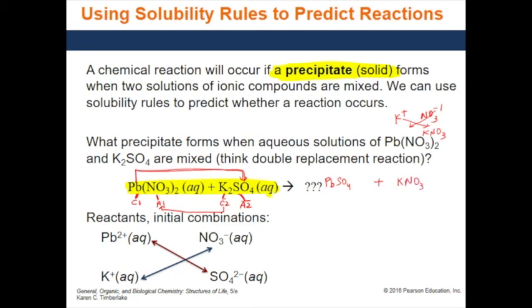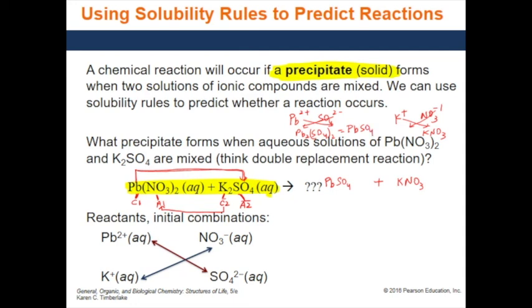Going back to this, lead was Pb2+ and sulfate is SO4 2-. Crossing over the charges would give us Pb2(SO4)2, and we want the least ratio, so it will be PbSO4. Now the question is, what are the phases for these?